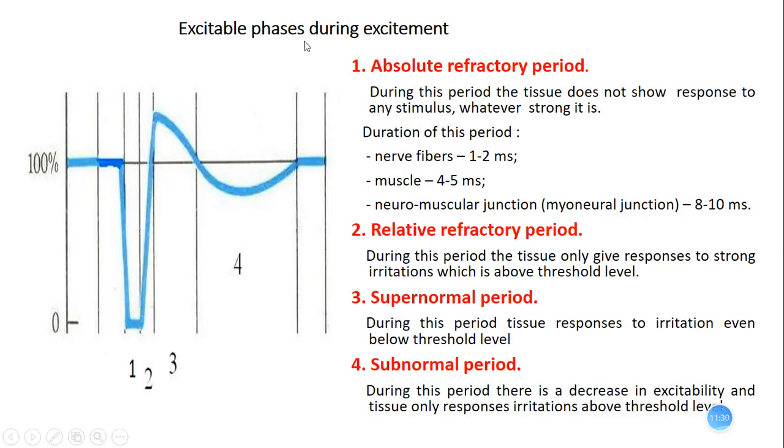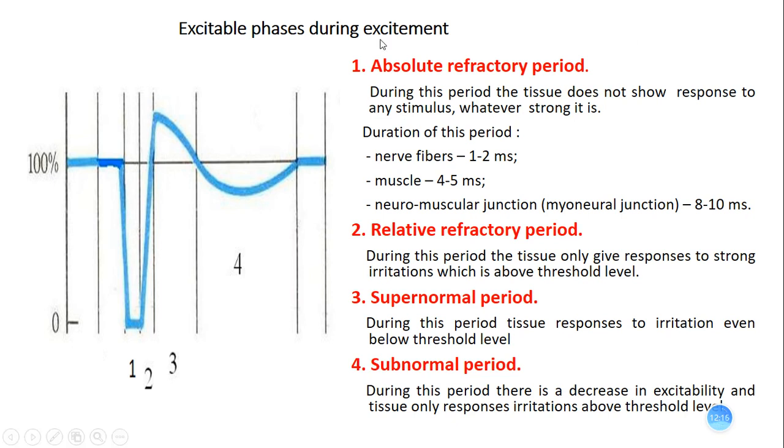And here we have excitable phases during excitement, and usually four phases or four periods. Number one is the absolute refractory period, then you have the relative refractory period, after that the supernormal period, and finally the subnormal period. And here the definition of absolute refractory period is given. It says during this period the excitable tissue does not show a response to any stimulus, however strong it is.